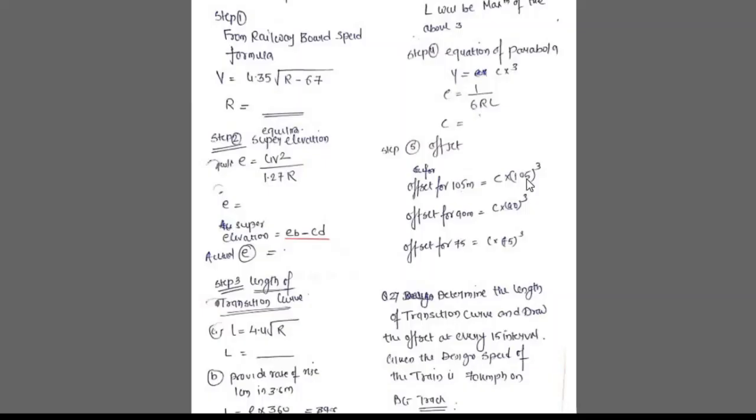So now we will solve a numerical, that is, determine the length of the transition curve and draw the offsets at every 15 interval, given the design speed of the train is 40 kilometers per hour on BG track. This is the numerical.